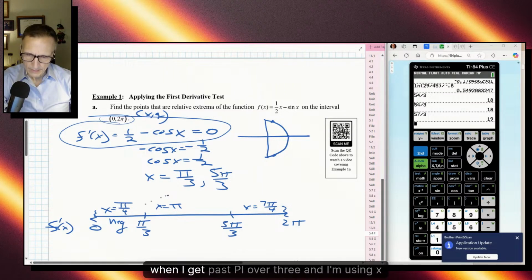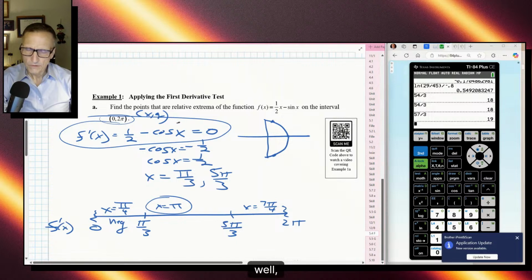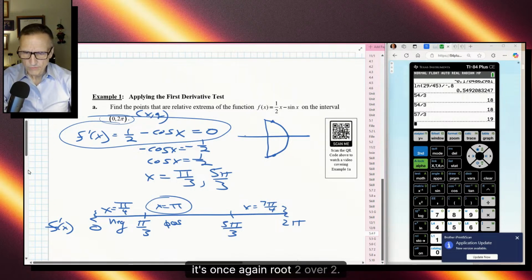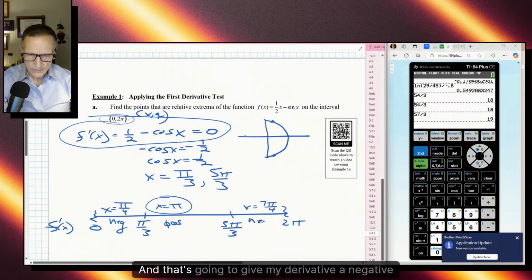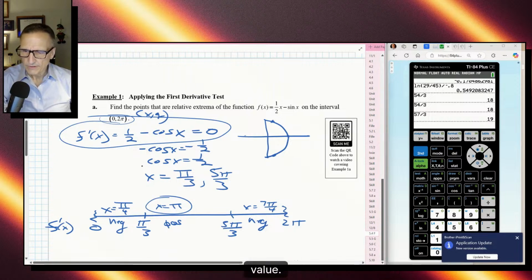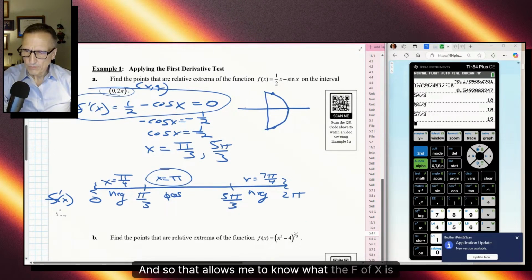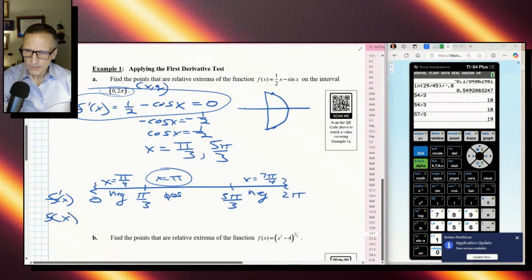But when I get past pi over 3 and I'm using x equals pi, well, what is cosine of pi? Cosine of pi is negative 1, so that turns it positive. And then when I use 7 pi over 4, cosine is once again root 2 over 2, and that's going to give my derivative a negative value. And so that allows me to know what f of x is doing.